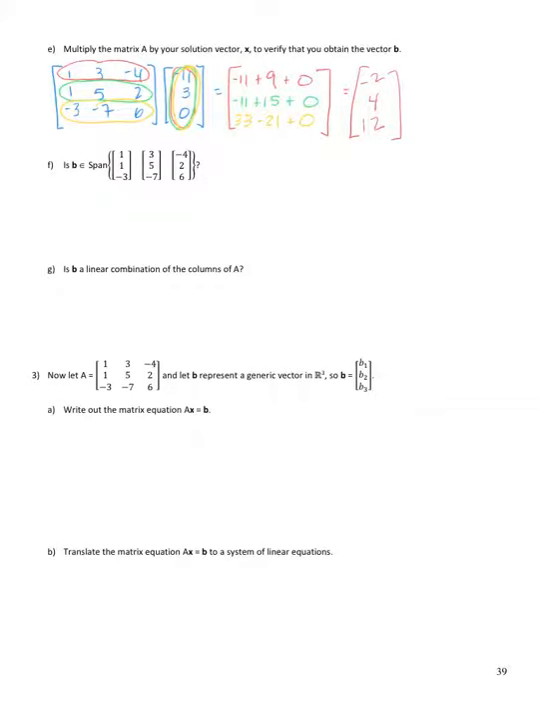Okay, is B in the span of 1, 1, negative 3, 3, 5, negative 7, and negative 4, 2, 6? Those are the three vectors I was given. We just showed that B, negative 2, 4, 12, is a linear combination, and the weights that we would put on these vectors are negative 11, 3, and 0. And is B a linear combination? Yes.